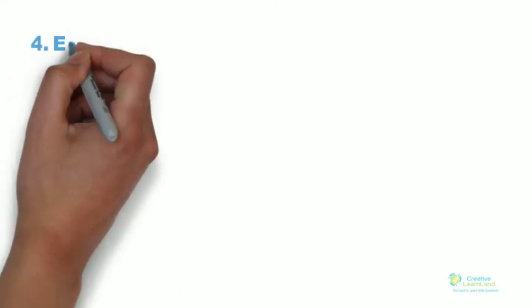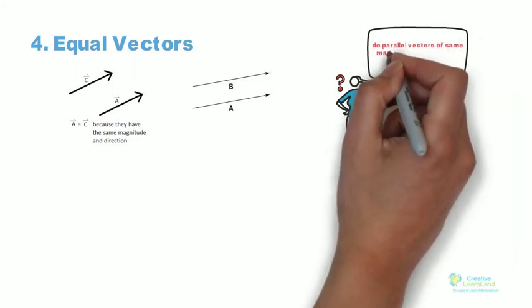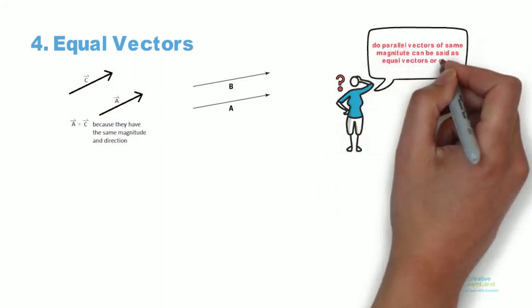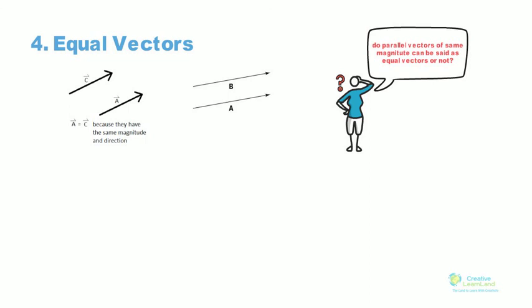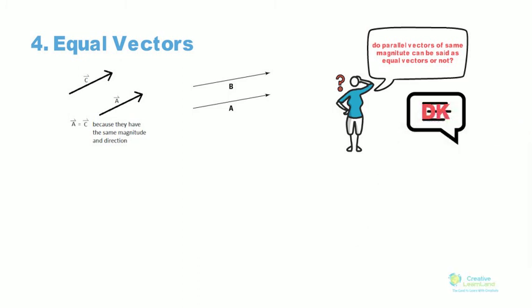Number 4. Equal vectors. Two or more vectors are said to be equal vectors if they have the same magnitude and direction. But their initial point does not matter. Here is a question for you. What do you think? Can parallel vectors of the same magnitude be said to be equal vectors or not? If yes, then how? Provide your answer in the comment section if you know. If you don't, then just type DK, and I will reply with the answer.